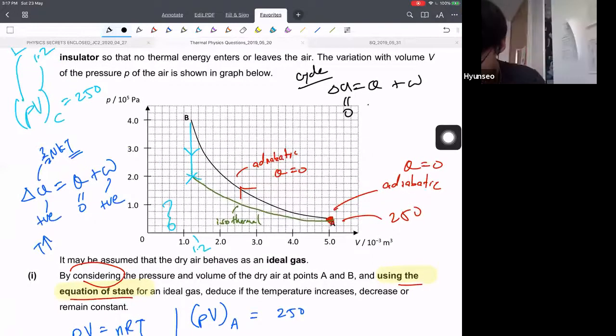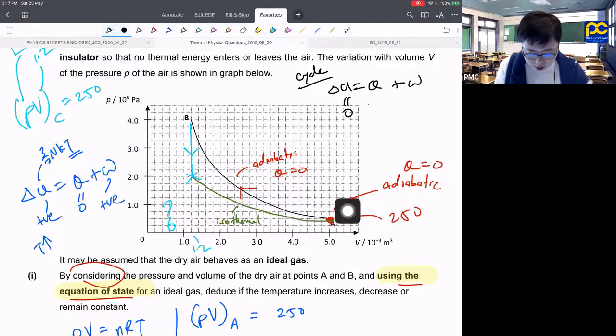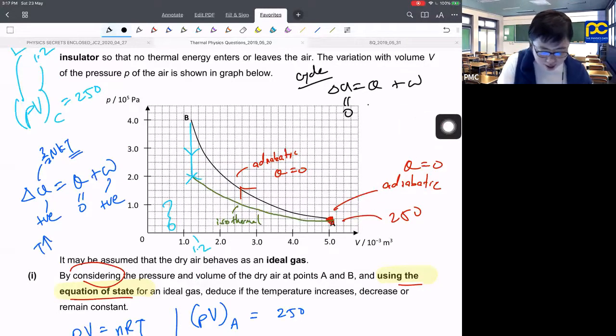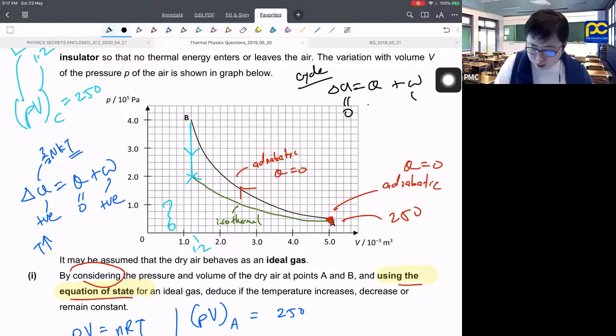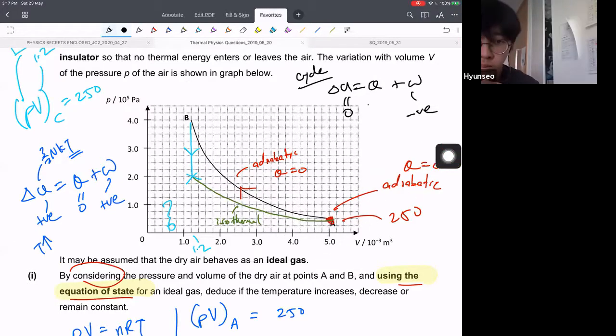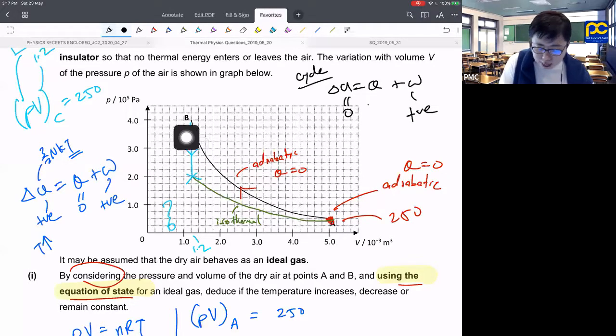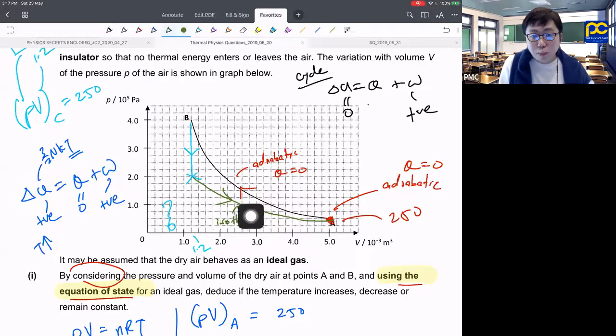Okay, now Hinsho, can you tell me the total work done? Is it plus, minus or 0? Is it negative? Why? Because the red color one is positive work done, am I right? The green color one is negative work done. So the positive work done is more than the negative work done, so it's positive, all right? And then this one becomes negative.